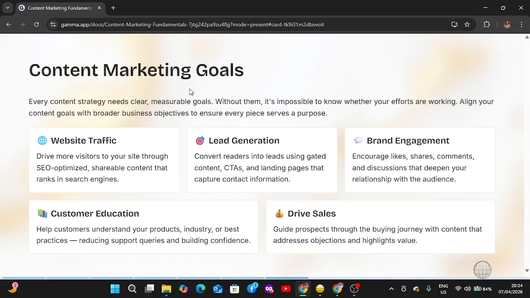So next thing we have is brand engagement, where they encourage you to like, to share their video, to comment, and also discussion that deepens your relationship with the audience. So you'll notice that some videos you watch, they will say comment this word AI, and you comment, they will share something with you. Sometimes they'll even send you a link so they can get your name, email, and phone number to be able to follow you and send you emails. Some of them will tell you to share, some of them will tell you to like.